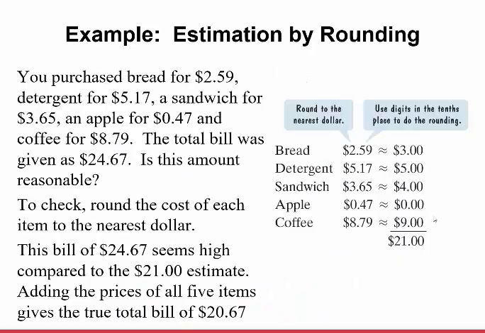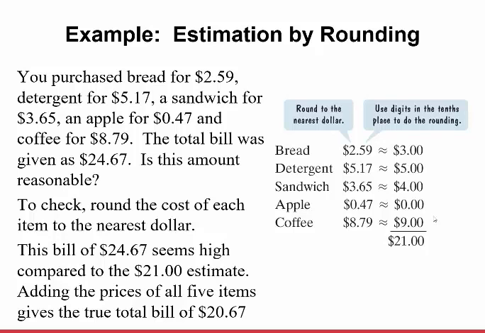All right, let's do another estimation by rounding. This is just to help you get an idea of how much things cost. So you purchase bread at the store for $2.59, detergent for $5.17, a sandwich for $3.65, an apple for 47 cents, and you buy a package of coffee for $8.79. So the total bill here was $24.67. Right, so is this amount reasonable?